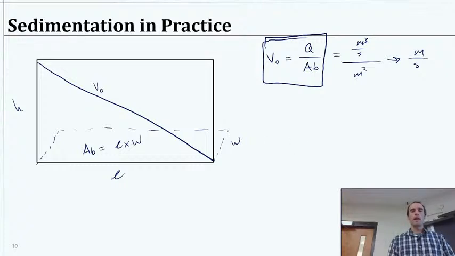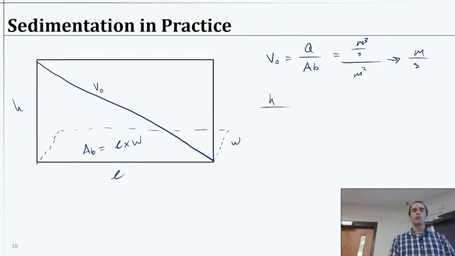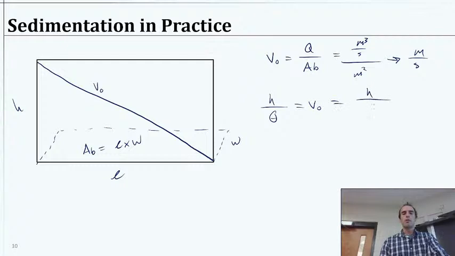We could also consider the fact that this is distance over time. So this would also look like height over theta. Should be V naught. And if we look at it that way, the height over theta would be height over V over Q. So we'll say length times width times height divided by Q. And so we could say those heights will cancel, the Q will come to the top, so that'll be Q divided by length times width.